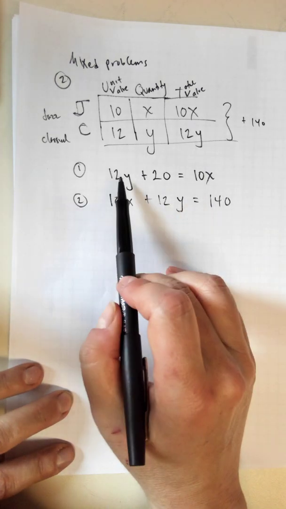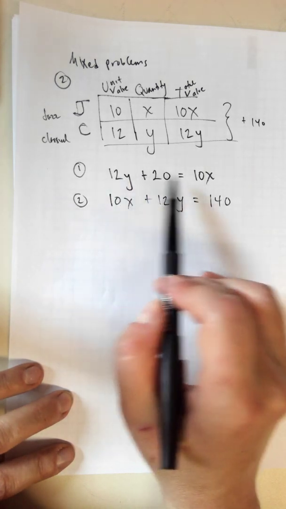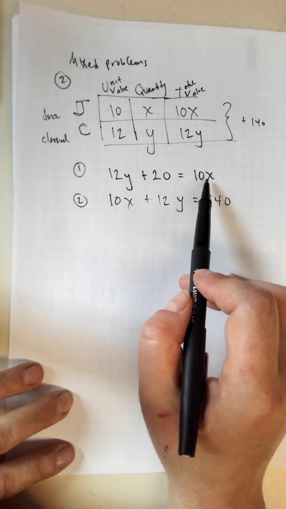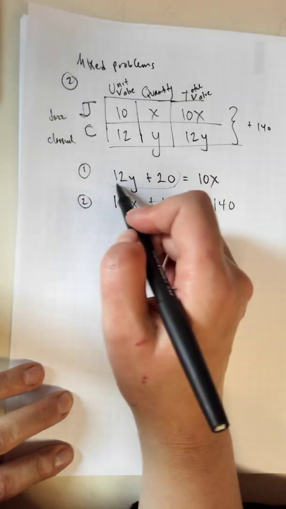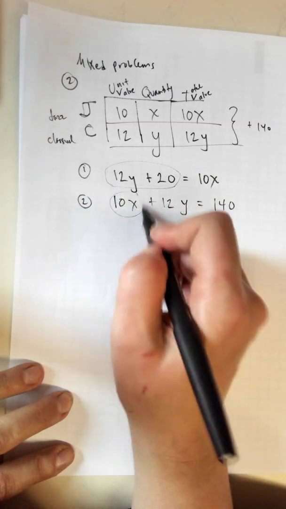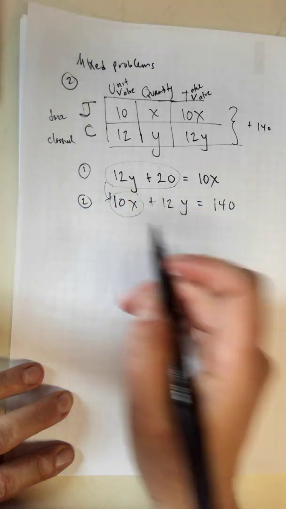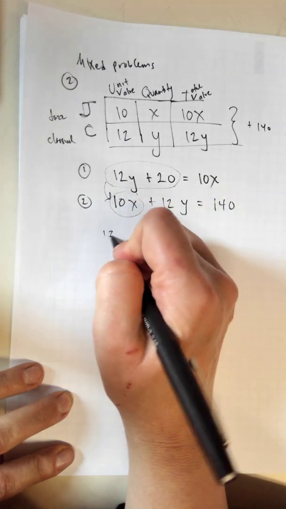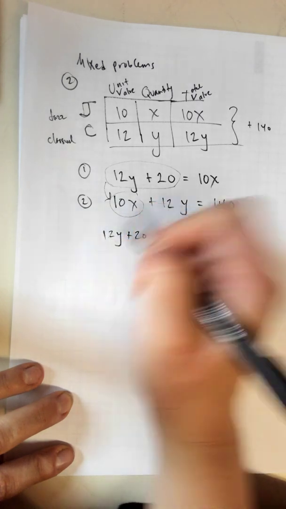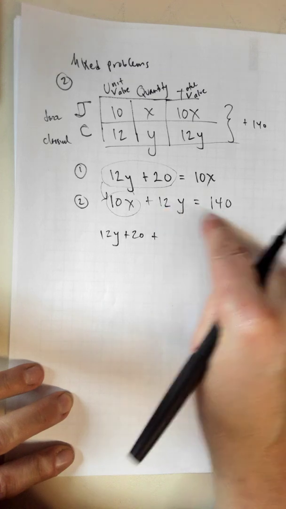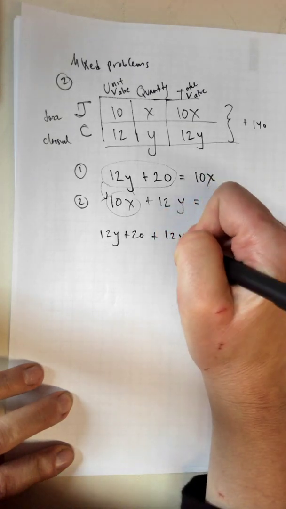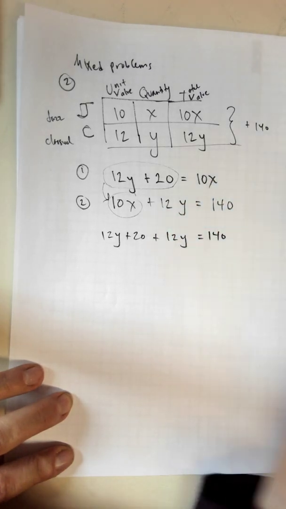Let's be strategic. I see a 12y. I see a 10x. Look at this: 10x equals 12y plus 20. We can substitute this in when we see this 10x. We can just say, oh, they're equal. So let me rewrite 10x as 12y plus 20. That's what that first equation says. Plus, bring down everything else from the second equation: 12y equals 140. And then we just solve.